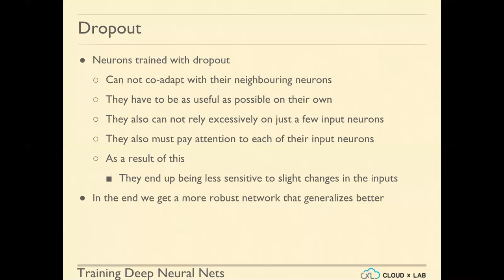So essentially, in the case of dropout, the neurons will not co-adapt with the neighboring neurons. Instead, they'll be more independent and will not memorize, will not be trying to fit a particular configuration.